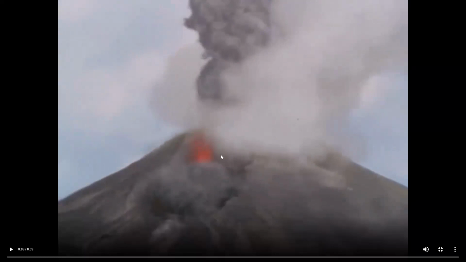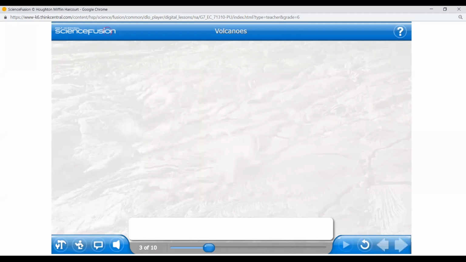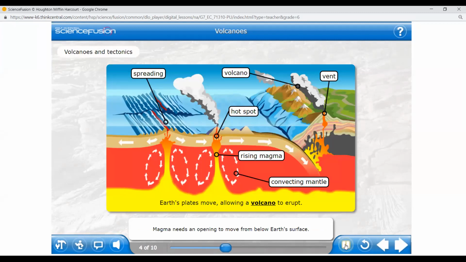Can you see, girls? And after that, it cools. It takes too much time to cool, and then later on, it cools and hardens and becomes igneous rock. Magma needs an opening to move from below Earth's surface. That opening is a vent. There are different kinds of vents. Now, girls, wherever the magma starts to come out from, that opening is called a vent.